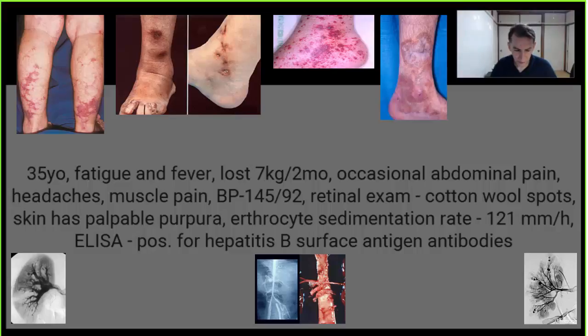She has lost 7 kilograms or 15 pounds over the past 2 months and also reports occasional abdominal pain, headaches, and muscle pain. On physical examination, her blood pressure is 154/92. Retinal examination reveals cotton wool spots, and skin examination is notable for palpable purpura. Laboratory studies showed an erythrocyte sedimentation rate of 121, and an enzyme-linked immunosorbent assay, or ELISA, is positive for hepatitis B surface antigen antibodies.